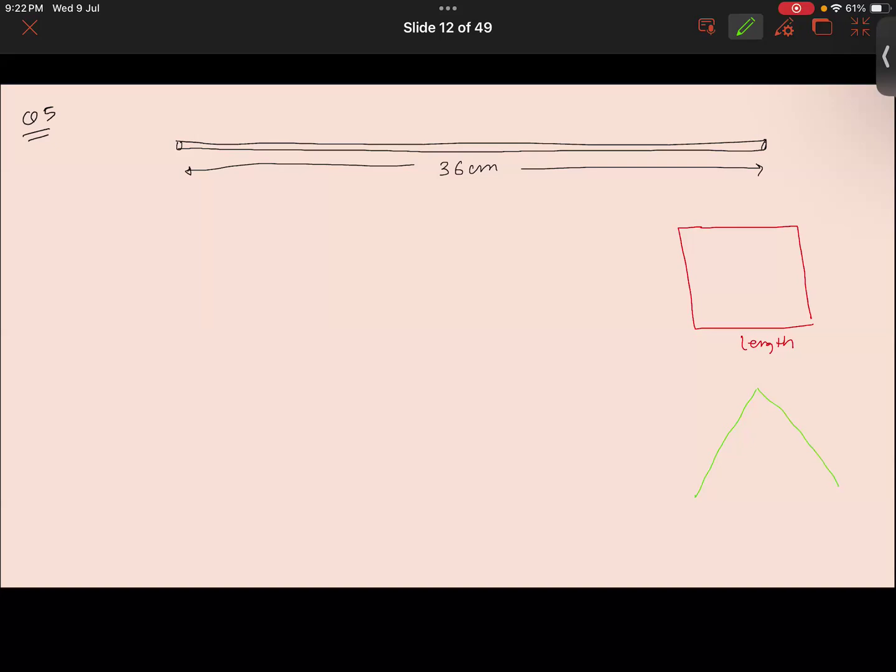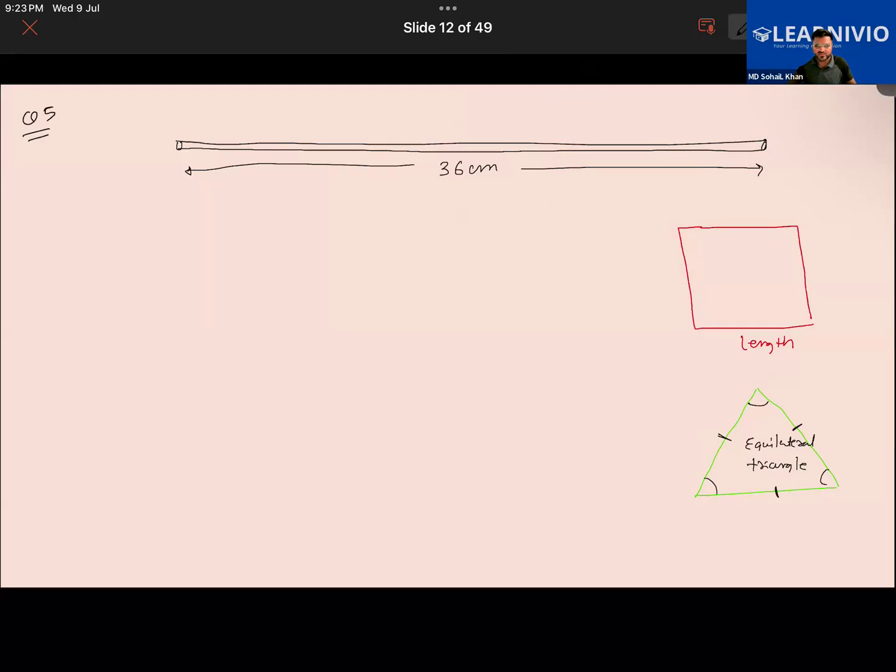And if it is used to make a triangle, then what will be the length? And not any triangle, but an equilateral triangle. What does equilateral triangle mean? All the sides are equal in length, and all angles are also equal, by the way. These three angles and the three different sides are also equal in length.